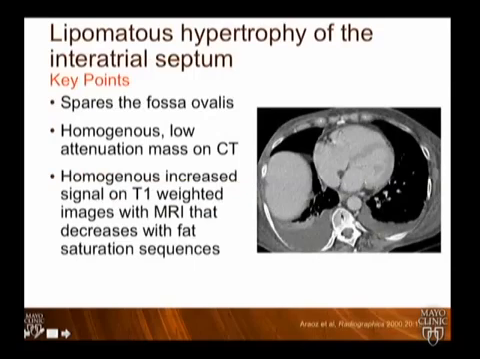And you can use either CT or MR to confirm this diagnosis. It did look like the typical lipomatous hypertrophy of the septum on echo, but because of the circumstances, there was concern. But typically on CT, it will be this homogeneous, very low attenuation. It looks like fat. And on MRI, it will look like fat as well with your different sequences. So on T1 weighted images, T2 weighted images, and you can give fat saturation to make it go away on MR to confirm it.